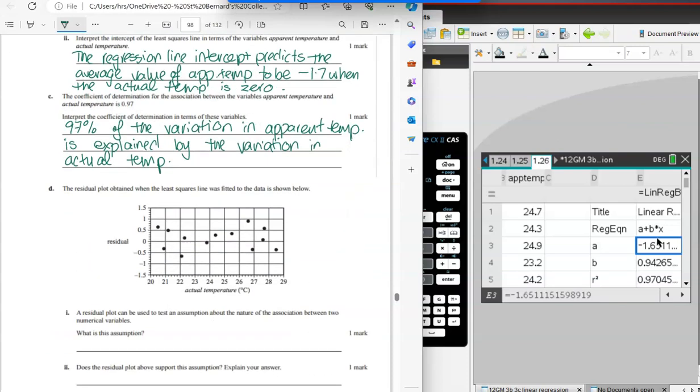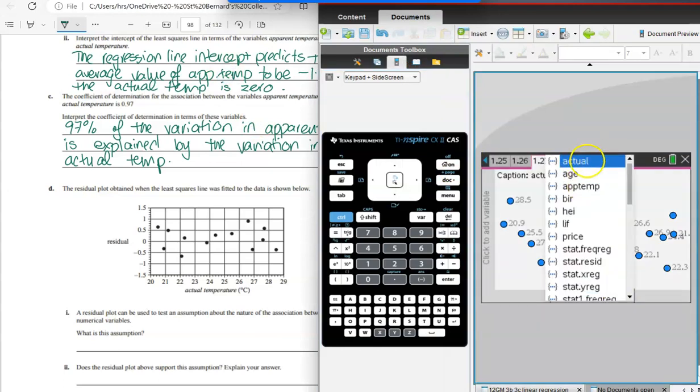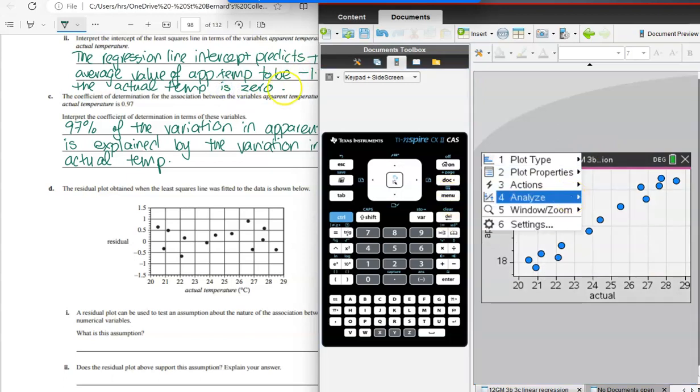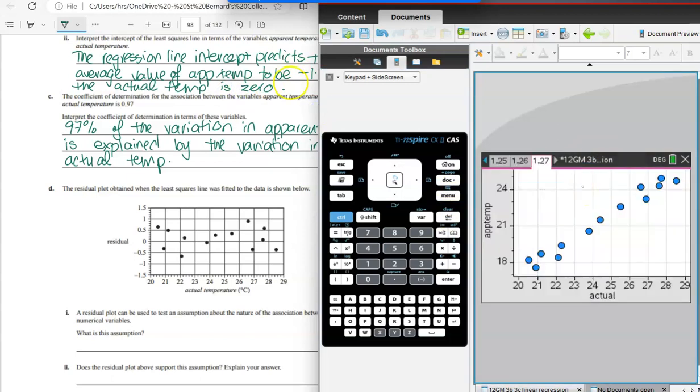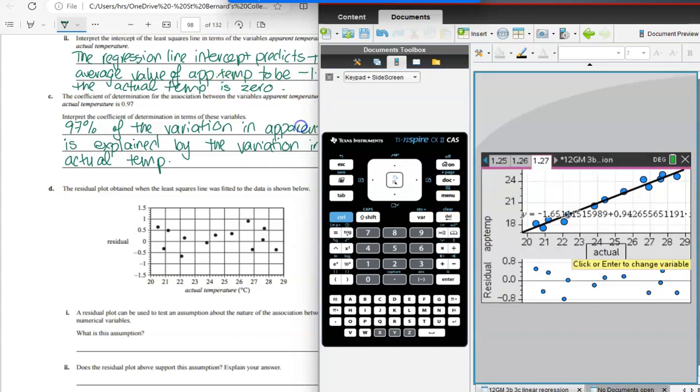Then they've given me the residual plot. So I'm just going to practice. Let's see if we got that. So if I draw a scatter plot of mine and I put in the regression line so that I can get a residual plot. There you go. Yep, that looks like what they got.